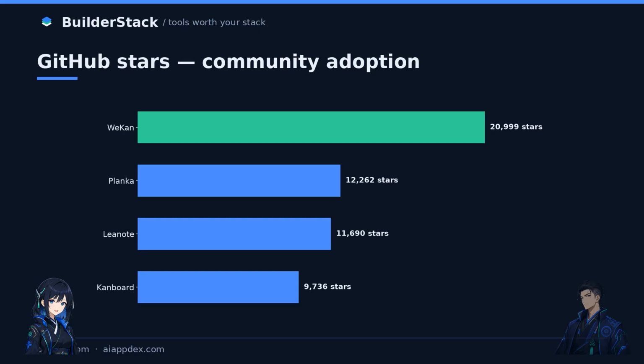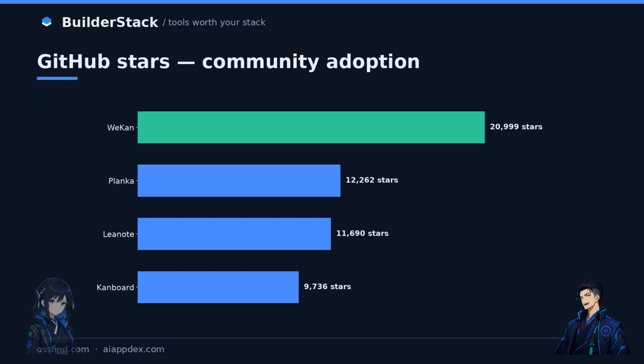Here is the adoption picture. WeKan holds a clear lead, almost double Planka. Planka and Leanote are close enough to be a real choice rather than a default ranking. Kanboard trails in stars, but has the deepest plugin ecosystem of the 4, so its functional surface area is larger than this chart suggests.